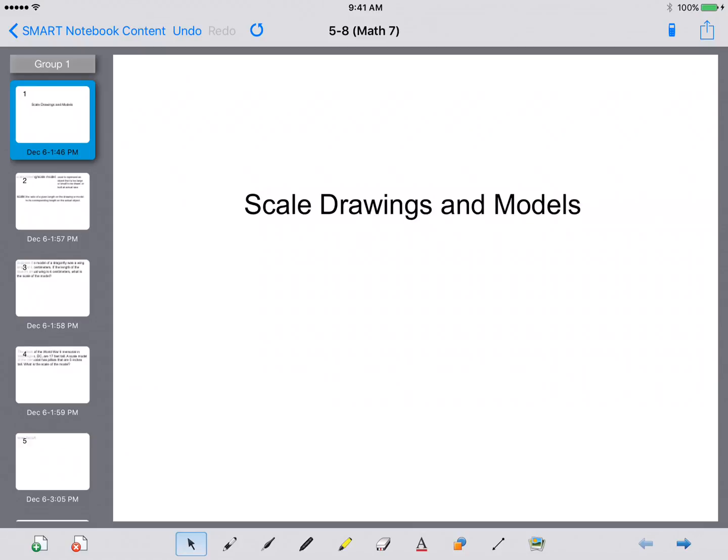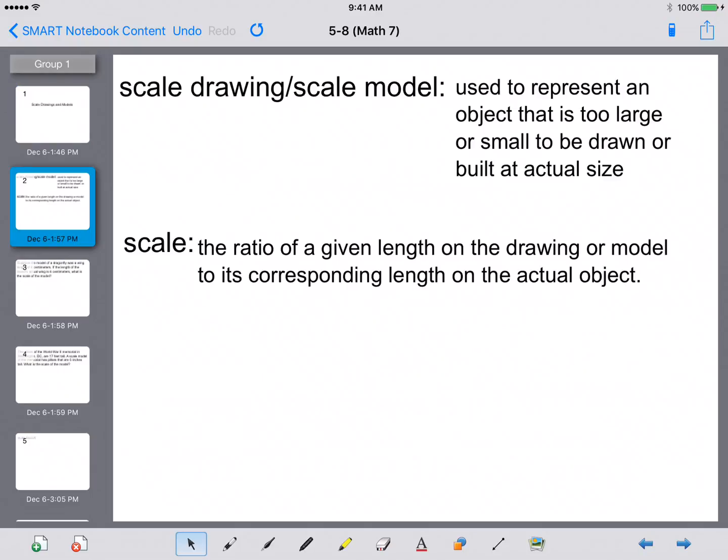Okay, today we're going to be going over scale drawings and models. A scale drawing or a scale model is something that's used to represent an object that is too large or small to be drawn or built at actual size. For example, if you had a model of an airplane that's to scale, that means if you were to just stretch it out and blow it up until it reached the same size as an airplane, it would still look the same. And the scale is the ratio of a given length on the drawing or model to its corresponding length on the actual object.